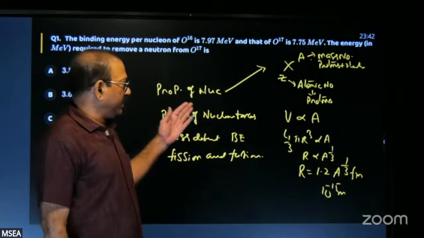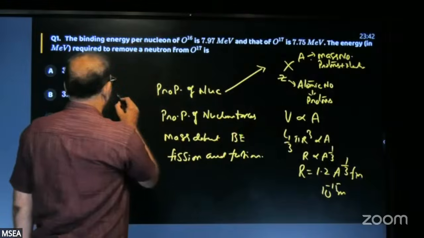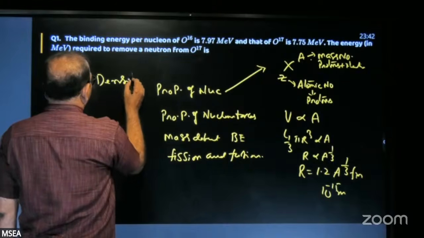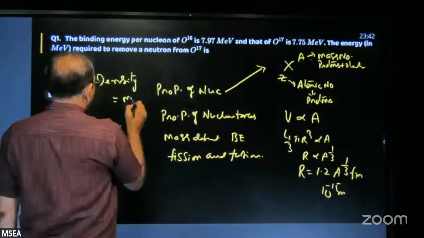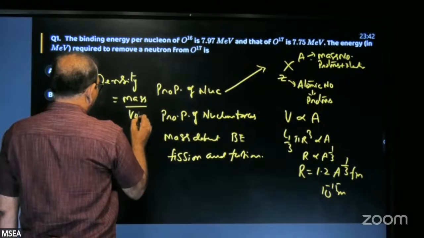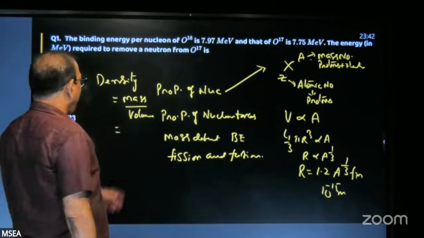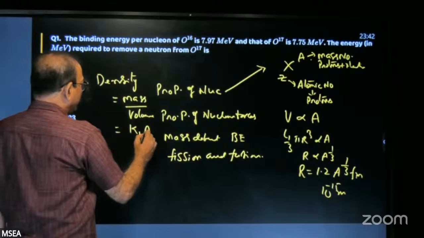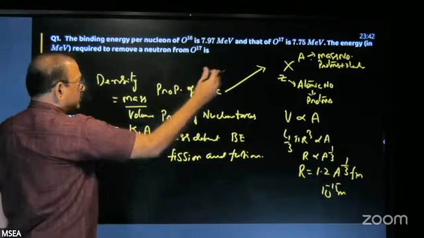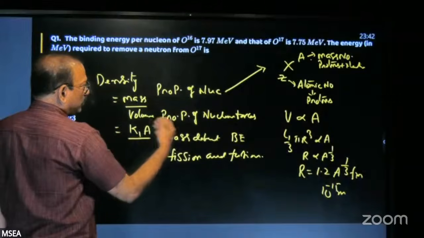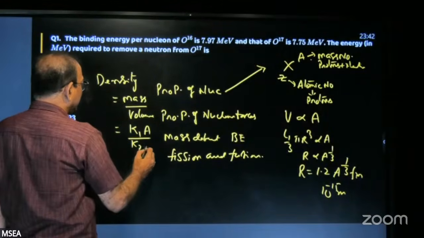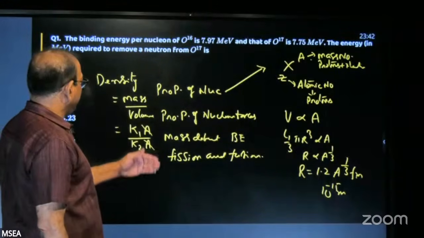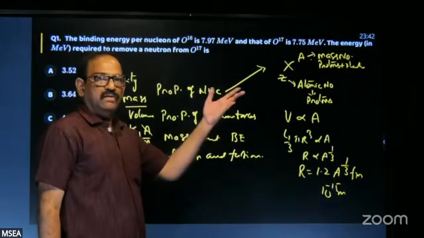Nuclear density is independent of mass number. Density of nucleus is mass of nucleus by volume of nucleus. Mass is proportional to mass number only, some constant into mass number, total mass of nucleus. Volume is also proportional to mass number only, some constant into mass number. That means mass number cancels, density is independent of mass number. All nuclei will have the same density.